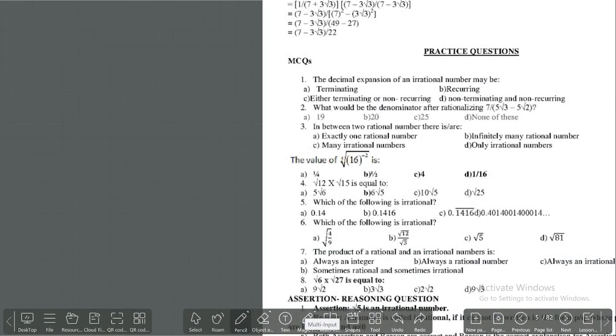Children, we are going for the practice paper of KV. The decimal expansion of an irrational number may be terminating, recurring, either terminating or non-recurring, non-terminating, non-recurring. Non-terminating, non-recurring. Answer is D. Right? Next.